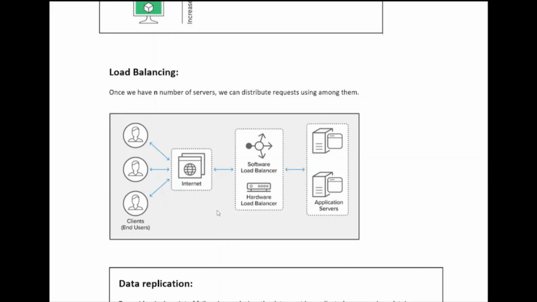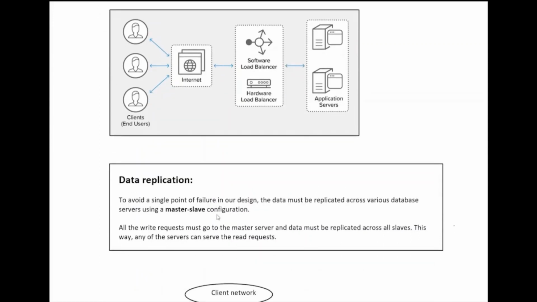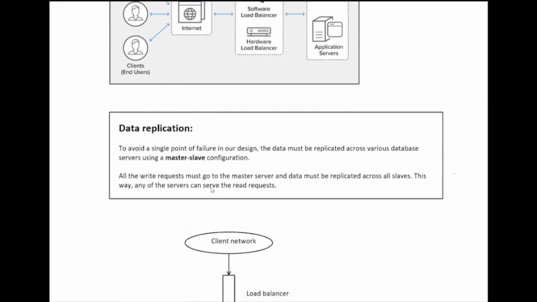If we have only one database, then that can be your single point of failure in our network. To address this, we can have data replicated across multiple database servers, and that can have a master-slave configuration. All the write requests must go to the master server and data must be replicated across all slaves. This way, any of these slave servers can serve your read requests.